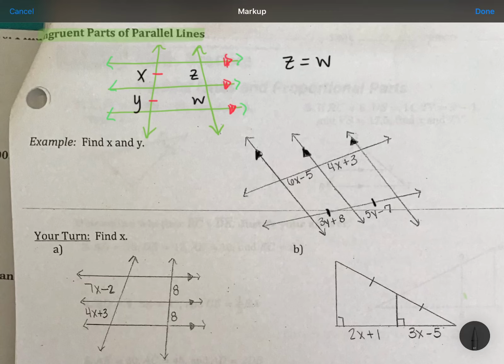Note that my Y values are congruent, so 3Y plus 8 is congruent to 5Y minus 7. Tired, boys and girls, I'm very tired.